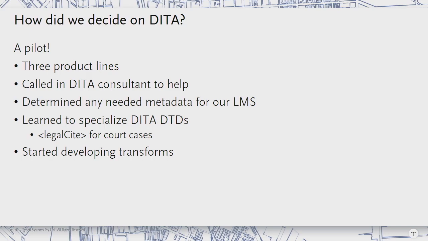We learned to specialize DITA DTDs. And so that's basically where you set up what elements and attributes are allowed in your files. So for example here, in our real estate product line, we have a lot of court cases that we cite. And so we could have just used cite, but I thought, we might at some point want to be able to pull together a list of all the court cases, sort of like a list of figures in the back of the book. So if we tag them all as legal cite, we could harvest that material later. So that's one that we created. And we started developing transforms.